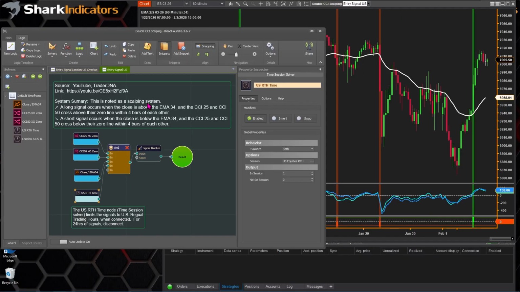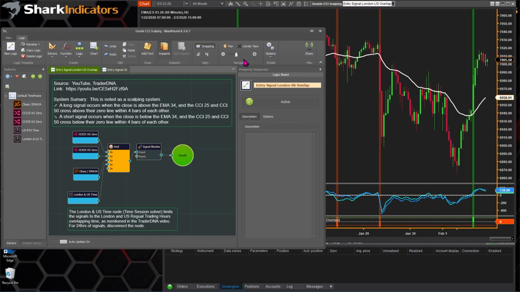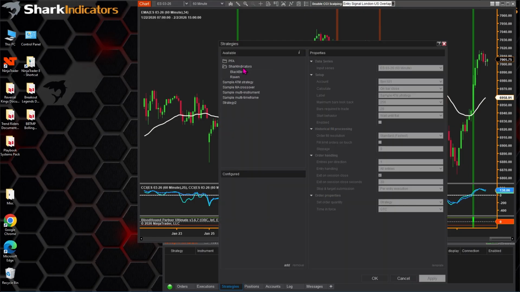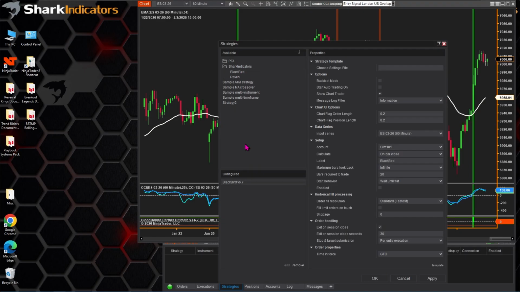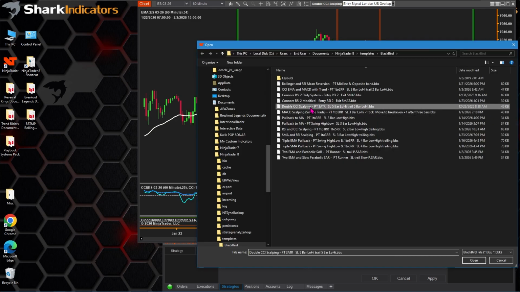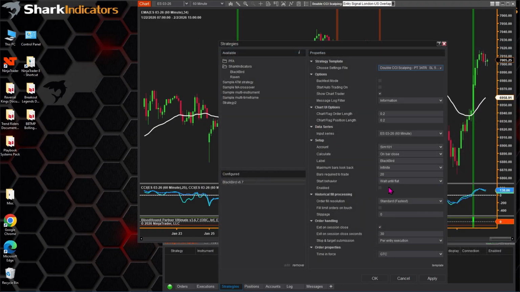All right, next, let's move on to Blackbird. We'll go into the SharkIndicators folder, add Blackbird to the bottom, and let's see what files we have. This is a simple scalping system, so there's one file. As always, remember, you do need to enable your strategies to get those to run. Again, being on a higher time frame, you might want to consider turning off the NinjaTrader setting exit on session close.